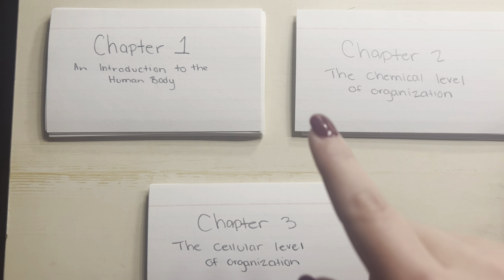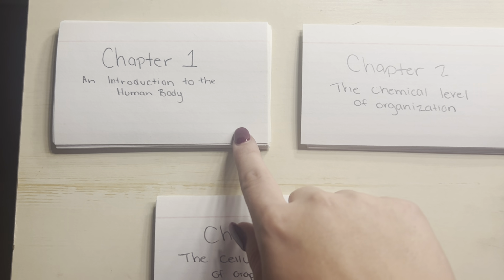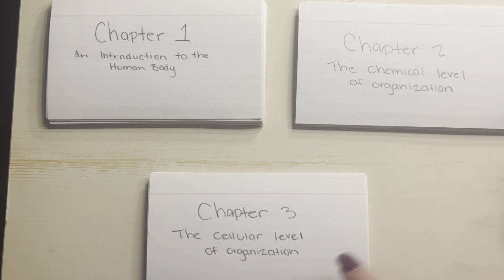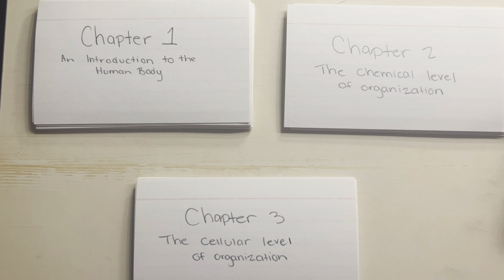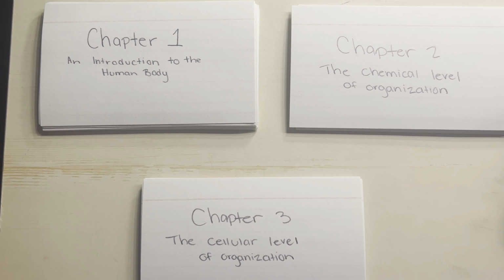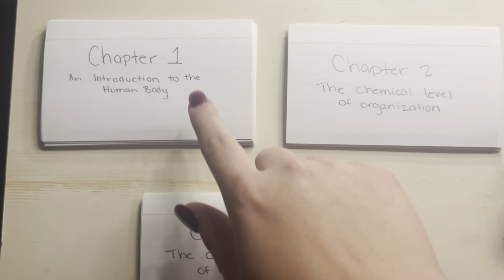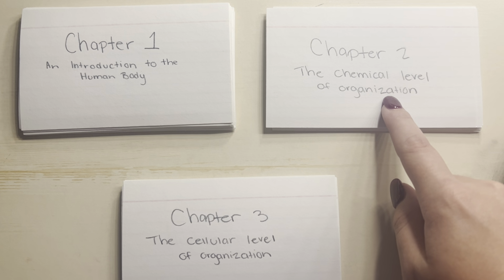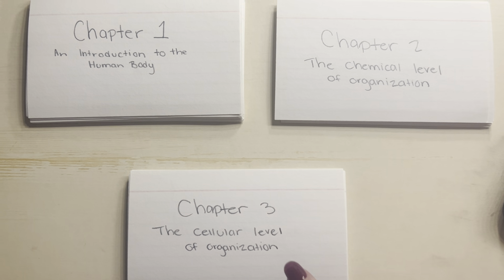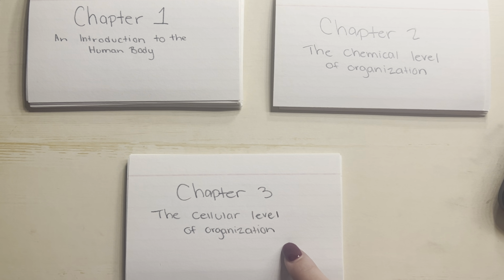I made separate files for each chapter, Chapter 1, Chapter 2, and Chapter 3. And included flashcards on things like definitions of vocabulary that were taught in each specific chapter. Chapter 1 is an introduction to the human body. Chapter 2 is the chemical level of organization. And Chapter 3 is the cellular level of organization.